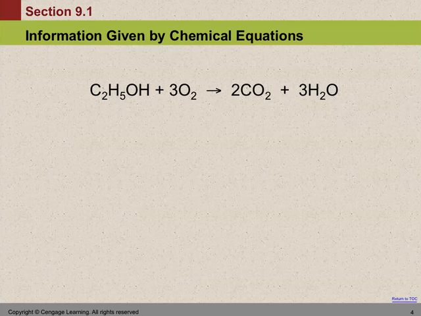This equation here is telling us that ethanol reacts with oxygen to give carbon dioxide and water. It tells us more than that though. Firstly, we can see that the equation is balanced. It tells us that 1 molecule of ethanol reacts with 3 molecules of oxygen to produce 2 molecules of carbon dioxide and 3 molecules of water. It also tells us that 1 mole of ethanol reacts with 3 moles of oxygen to produce 2 moles of carbon dioxide and 3 moles of water.